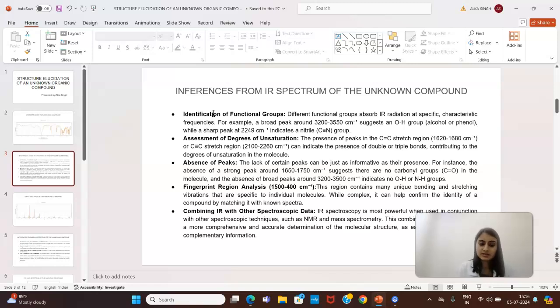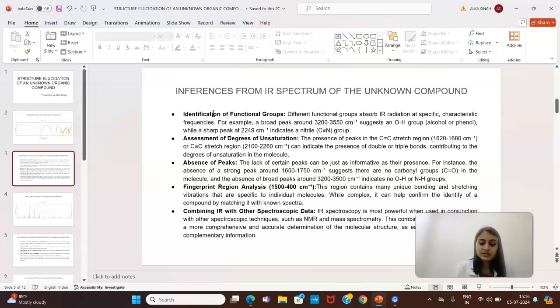Next we will discuss the fingerprint region analysis, that is 1500 to 400 cm⁻¹. This region contains many unique bending and stretching vibrations that are specific to individual molecules. While complex, it helps confirm the identity of a compound by matching it with known spectra.